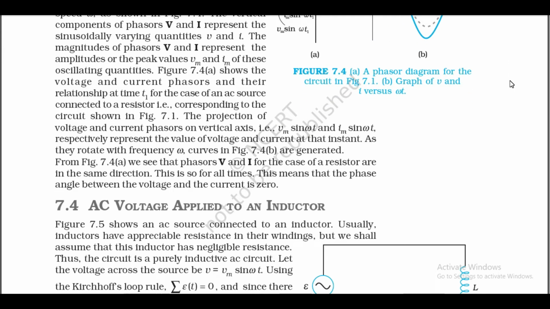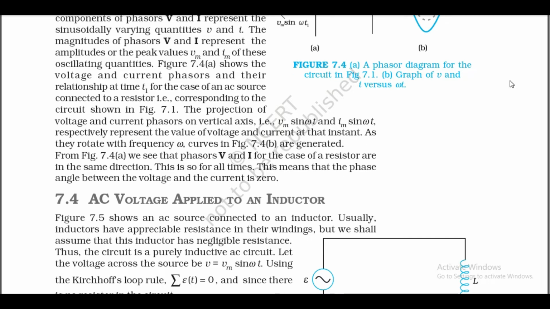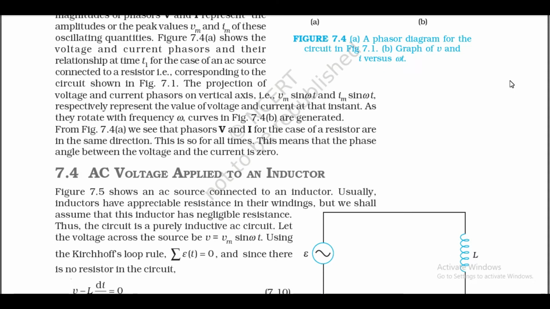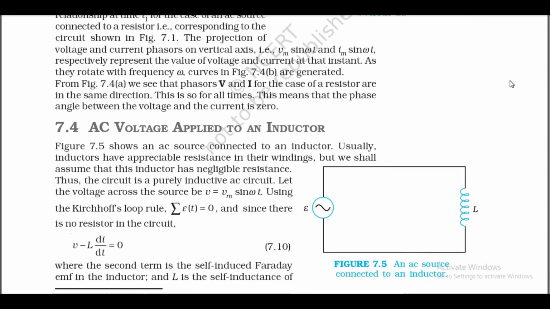The projections of voltage and current phasors on the vertical axis, that is V_m sin omega t and I_m sin omega t respectively, represent the values of voltage and current at that instant as they rotate with frequency omega. Curves in figure 7.4b are generated. From figure 7.4a, we see that phasors V and I for the case of a resistor are in the same direction. This is so for all times. This means that the phase angle between the voltage and the current is 0.